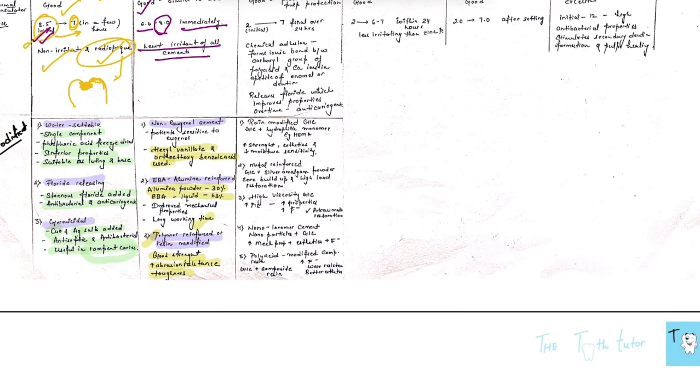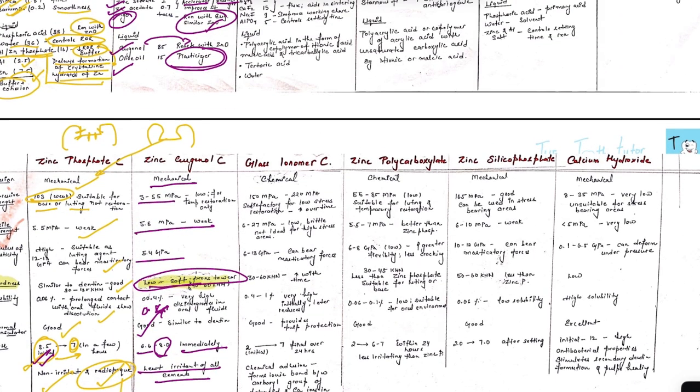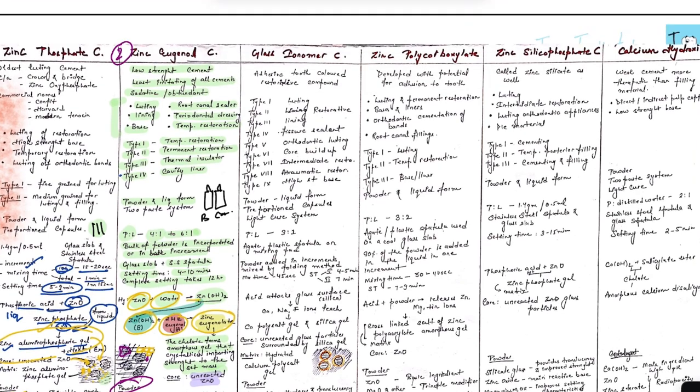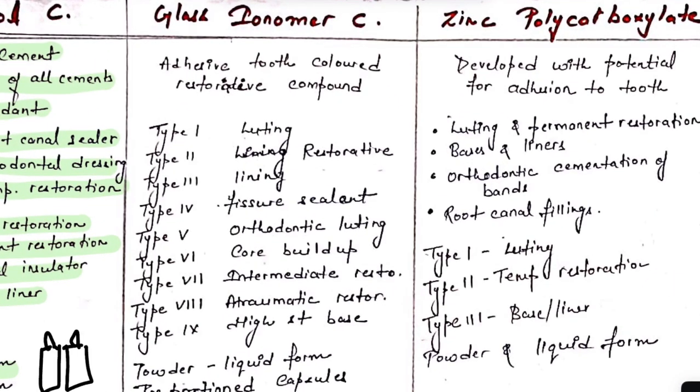Now coming to the third important cement, and actually the most important cement, the glass ionomer cement. So it is the most versatile cement of all. It is used almost everywhere. Okay, so the very highlight of this cement is that it has mechanical adhesion.